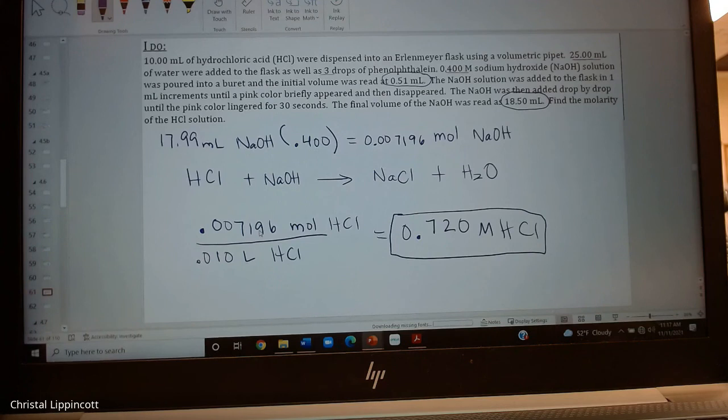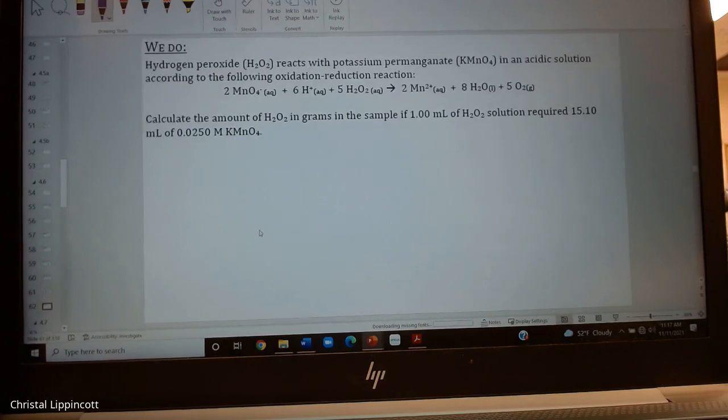All right. So the next one here, and this is actually the lab that we're going to be doing. We've got hydrogen peroxide and potassium permanganate in an acidic solution. We've got this reaction going on, and they want to calculate the amount of hydrogen peroxide in that sample if we required 15.1 mL of this guy. So this guy right here is this right here.